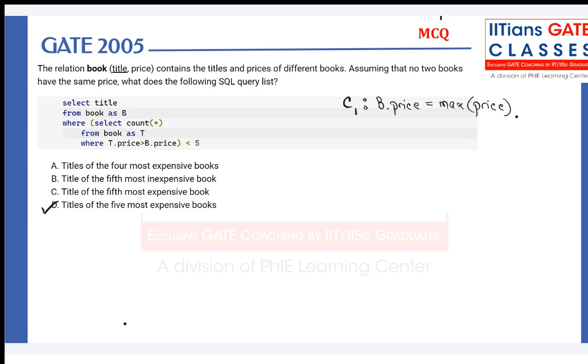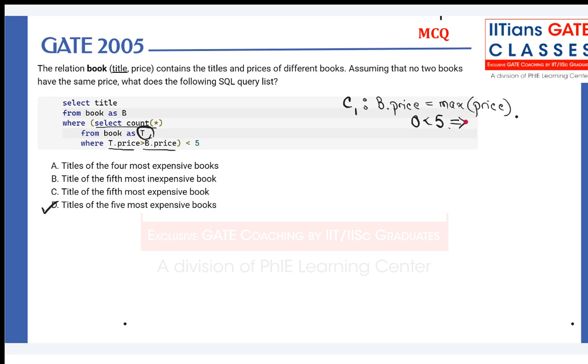What will be the count star value returned by the inner query in this case? Can anyone answer that? Which means how many books are there that have the price more than the maximum price of any book? How many rows will be there? Zero, right? There will be no row that has more than the price of the maximum price of a book. So the inner query returns 0. Is 0 less than 5? Obviously, yes. So 0 is less than 5.